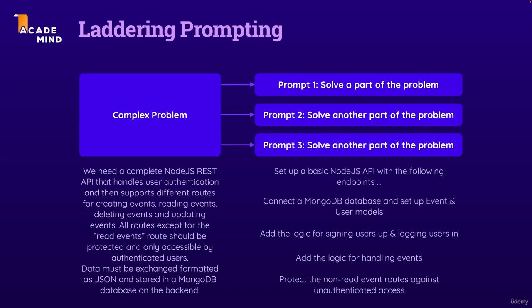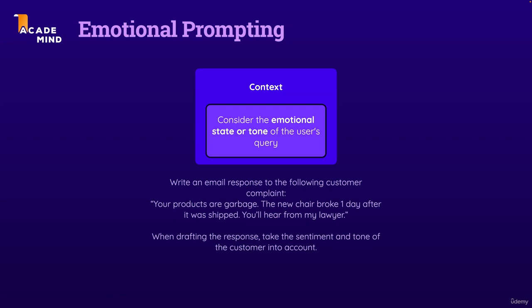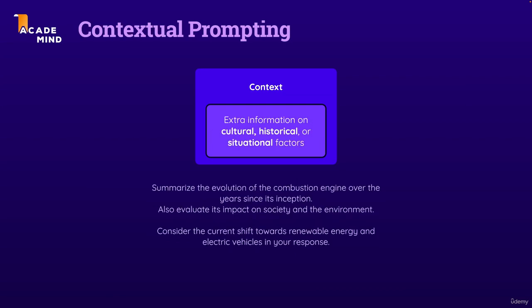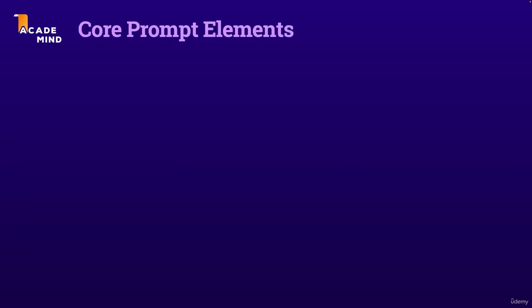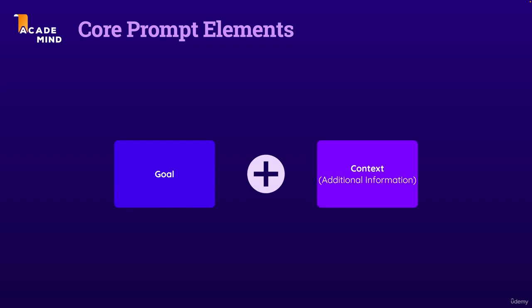So now that we had a look at this lettering technique, and we had a look at emotional prompting, contextual prompting, perspective prompting, and many other techniques as well, we could of course continue down that road, and I could spend endless amounts of hours just talking about different prompting techniques. But in the end, and that's really important to keep in mind and understand, it will always come down to a goal being defined and some extra context being provided.